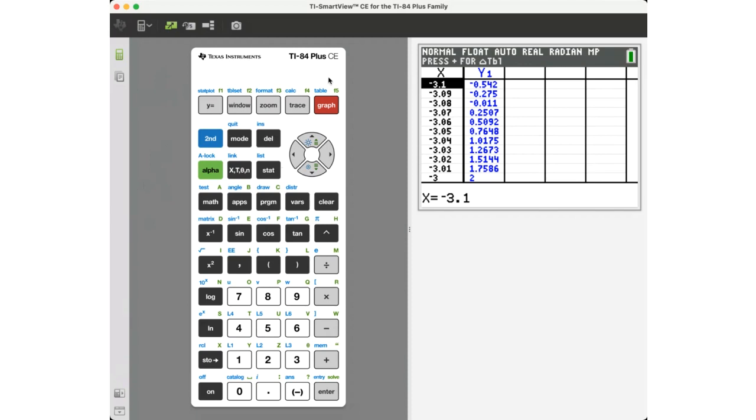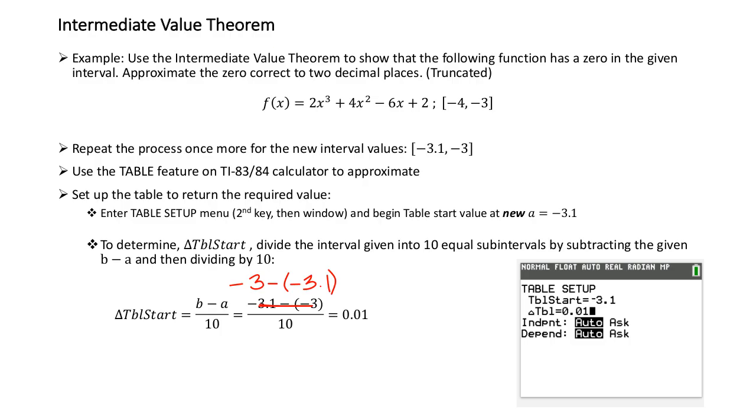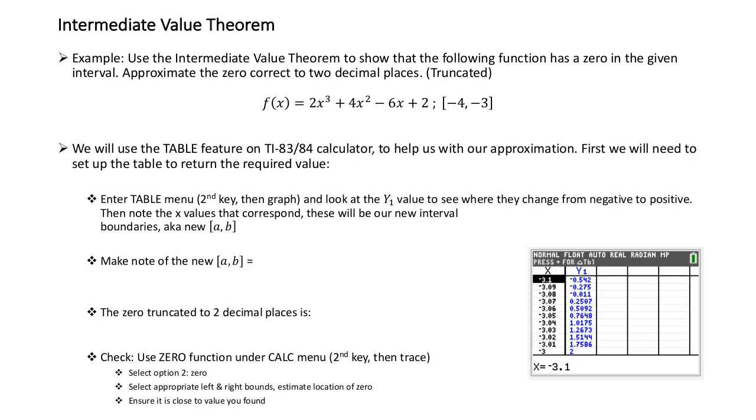Looking at our Y1 values, just like we did last time, we're looking for where they change. Do you notice here, they change between negative 3.08 and negative 3.07. Those are the values that we want to keep, the values we're going to use. So we are nearly done with this problem. Again, I apologize for that error. Just make sure that you've got that correct.